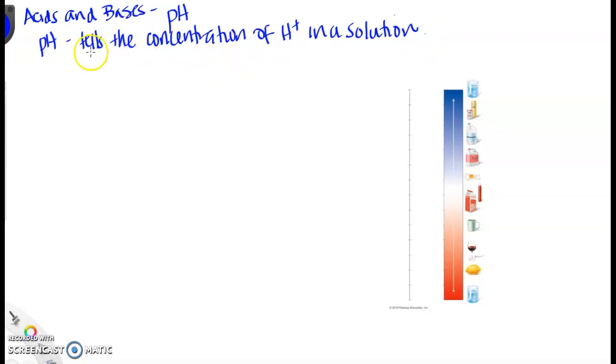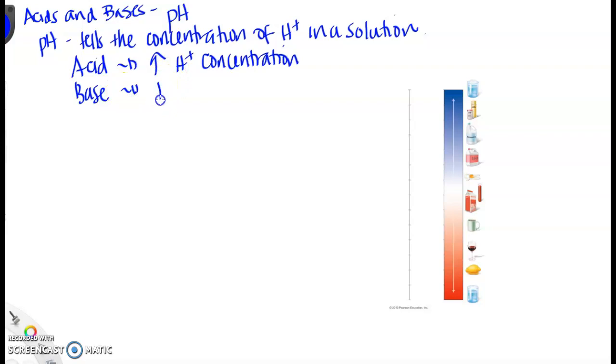So the difference between acids and bases, well, an acid is anything that has a high concentration of hydrogens. So lots of hydrogens in it. So a base is something that has a low concentration of hydrogens in it. So whether something is acidic or basic has only to do with the number of hydrogens that are in it.